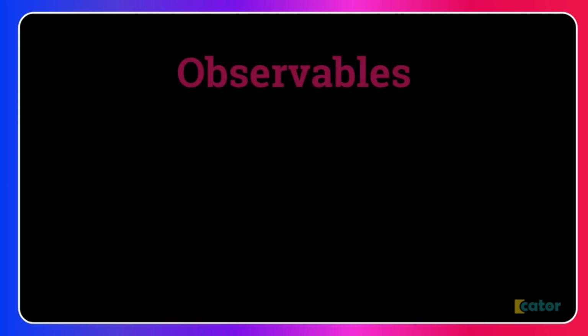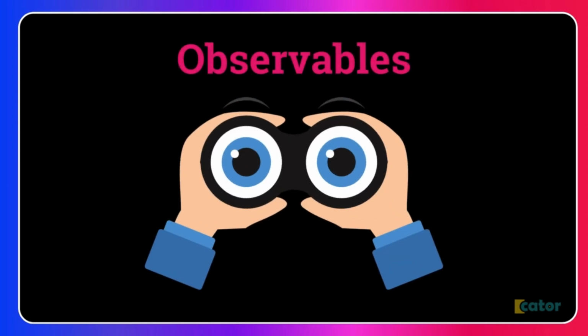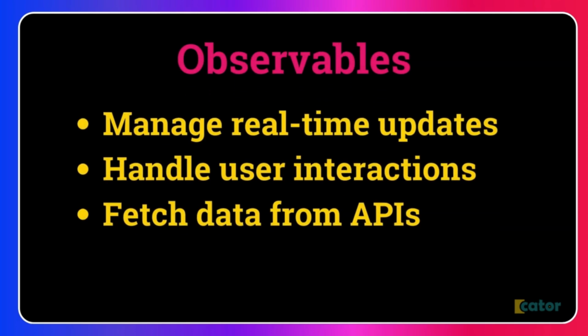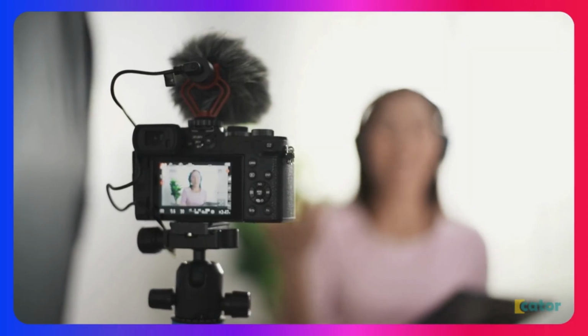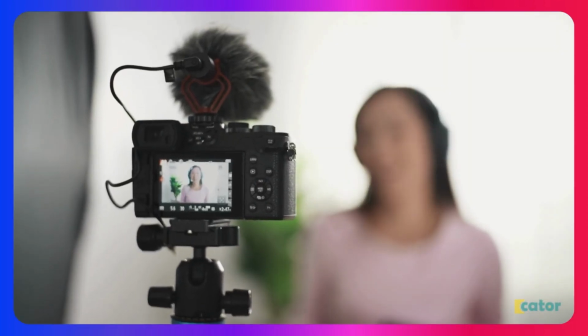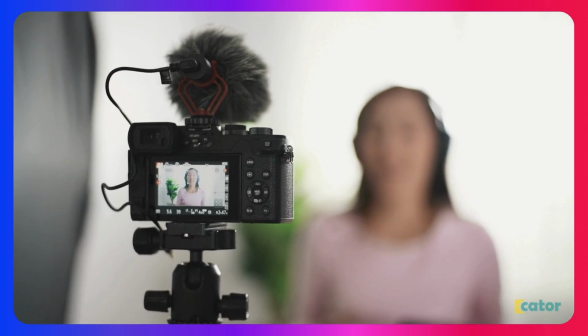You'll understand why. Observables in Angular provide a robust way to handle asynchronous data streams, making it easier to manage real-time updates, handle user interactions, as well as fetch data from APIs. They come in different shapes and forms. In this video, we will look at Subjects, BehaviorSubjects, as well as ReplaySubject. Anything else is just an addition to these ones, and in most cases, these are all you will need to know.